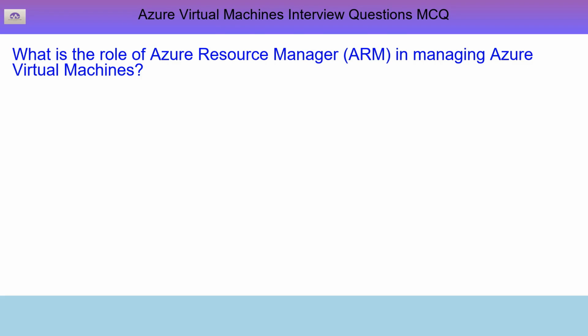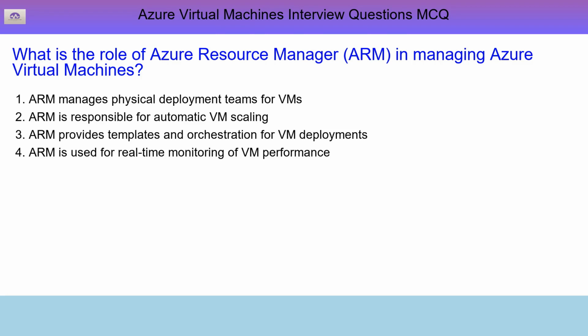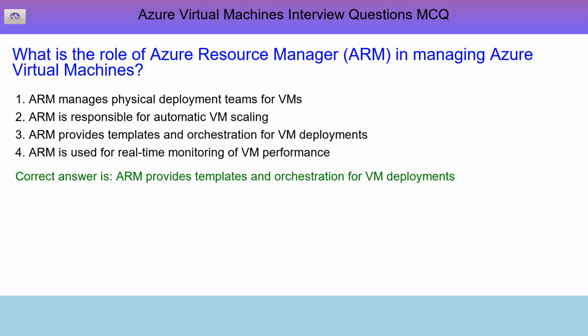What is the role of Azure Resource Manager, ARM, in managing Azure Virtual Machines? Here are your options. 1. ARM manages physical deployment teams for VMs. 2. ARM is responsible for automatic VM scaling. 3. ARM provides templates and orchestration for VM deployments. 4. ARM is used for real-time monitoring of VM performance. The correct answer is ARM provides templates and orchestration for VM deployments.